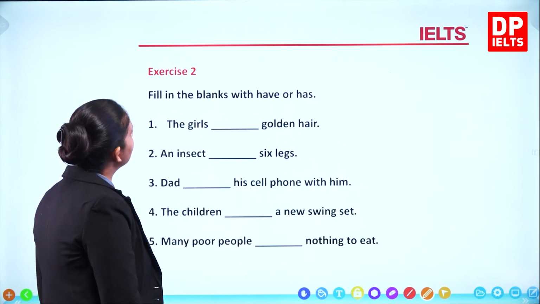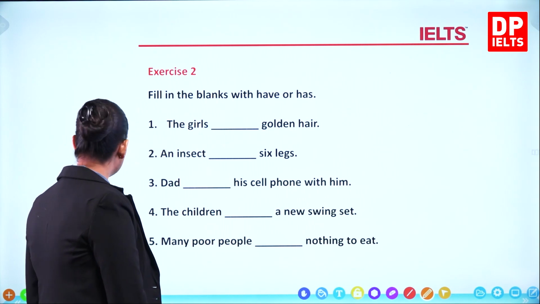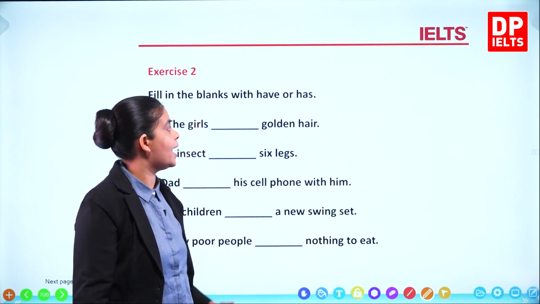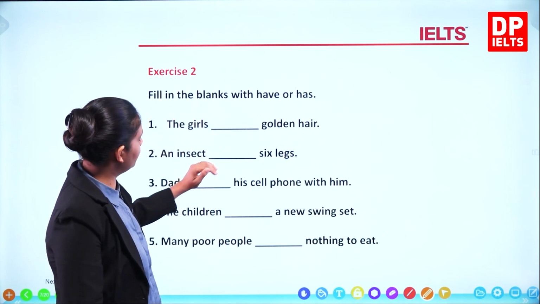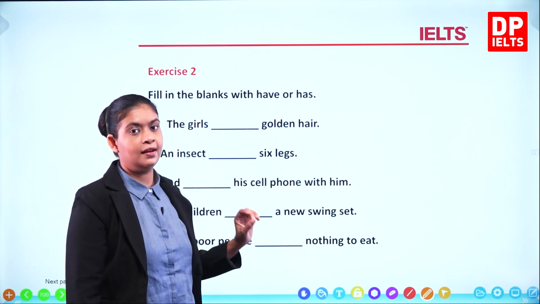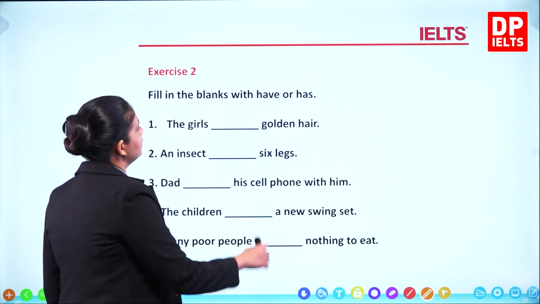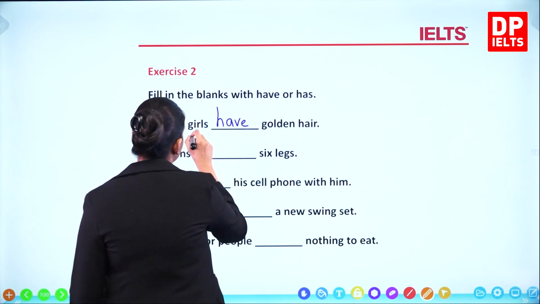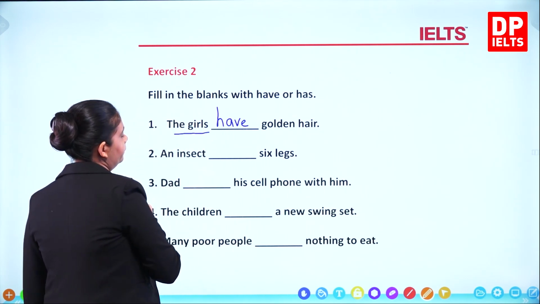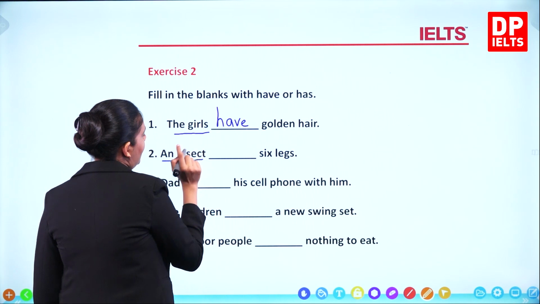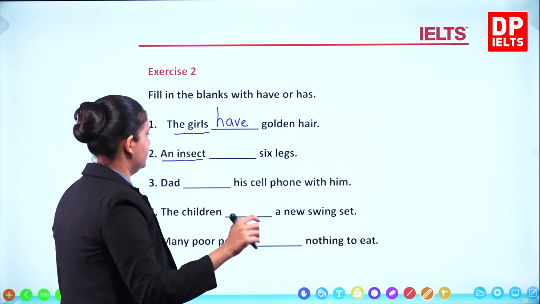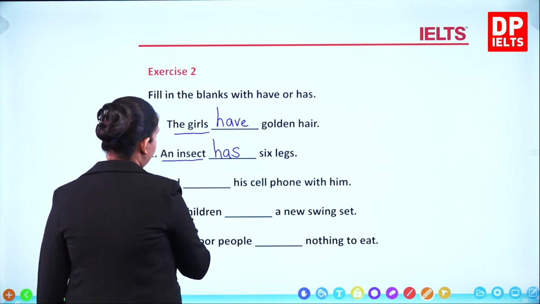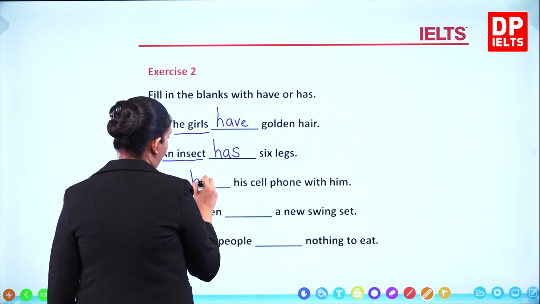Right. Let's have a look at exercise 2. Fill in the blanks with have or has. The girls have golden hair. Why? Because the girls is plural. An insect. An insect is one insect, therefore has. Dad is one dad, so dad has.